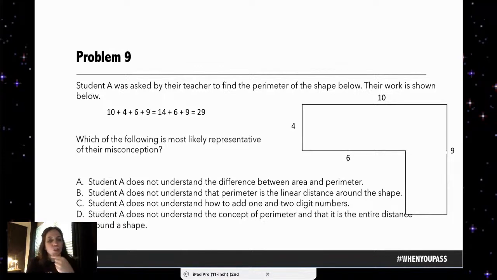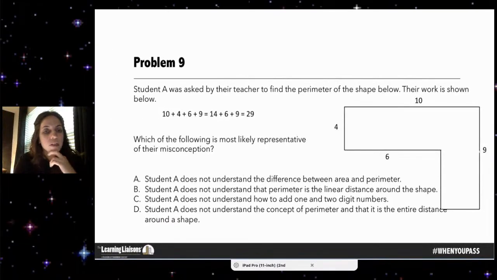A. Student A does not understand the difference between area and perimeter. B. Student A does not understand that perimeter is the linear distance around the shape. C. Student A does not understand how to add 1- and 2-digit numbers. Or D. Student A does not understand the concept of perimeter and that it is the entire distance around a shape.